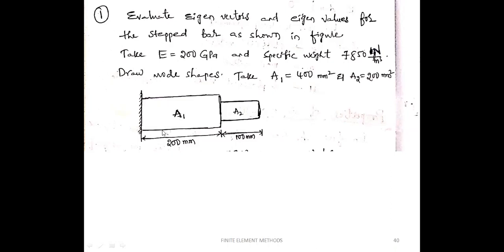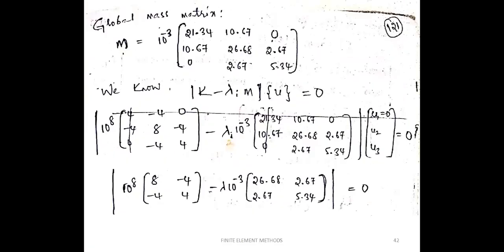So if an undamped free vibration problem is given, the governing equation would be (K minus lambda M) into u is equal to 0. This is the modified governing equation for undamped free vibration problems, where K is the global stiffness matrix, and lambda is nothing but omega squared. So lambda i is omega i whole square, the natural frequency squared, into M into u, the displacement matrix, that must be equal to 0.